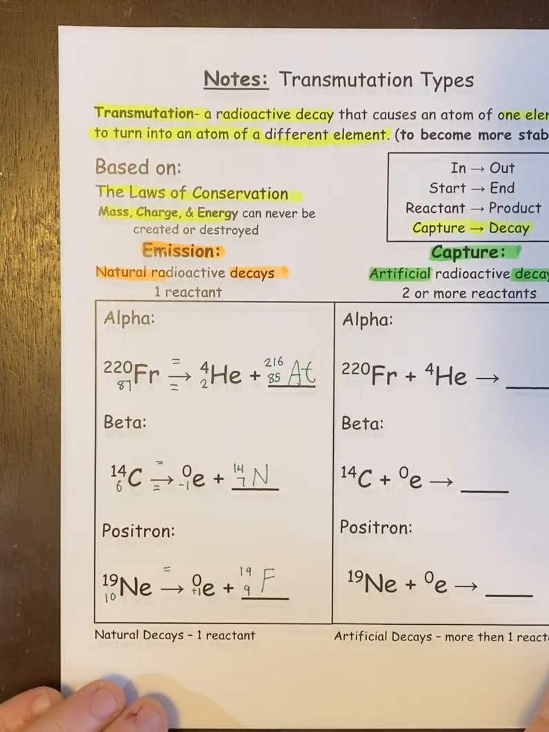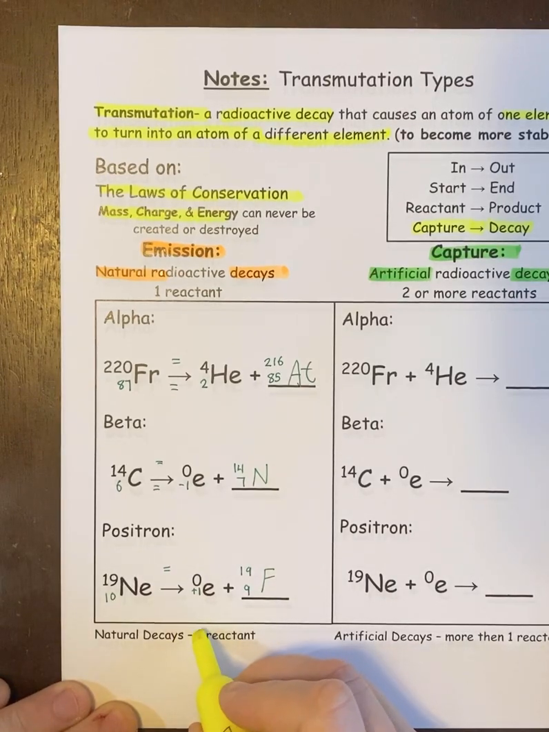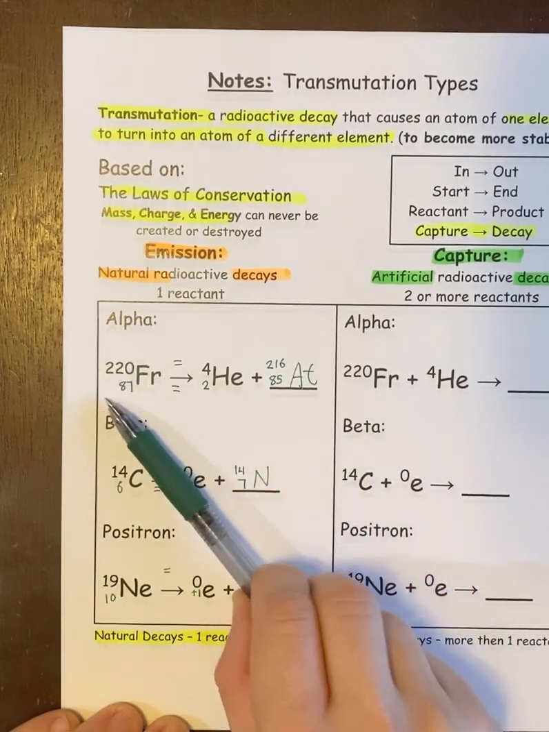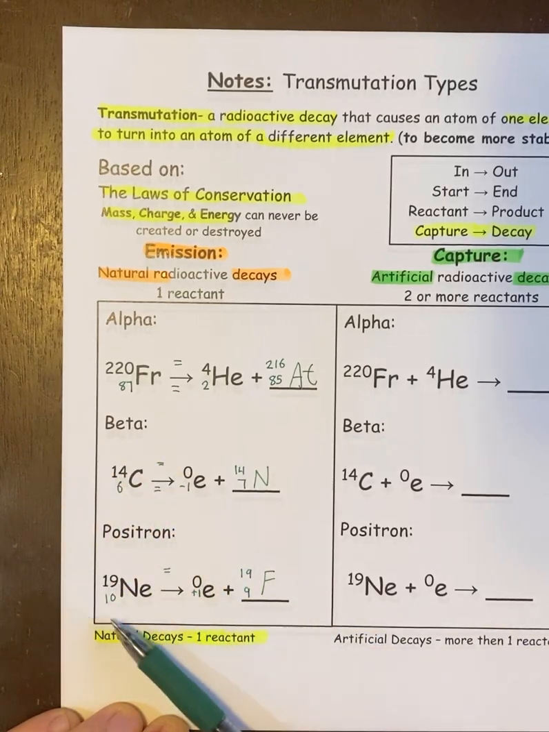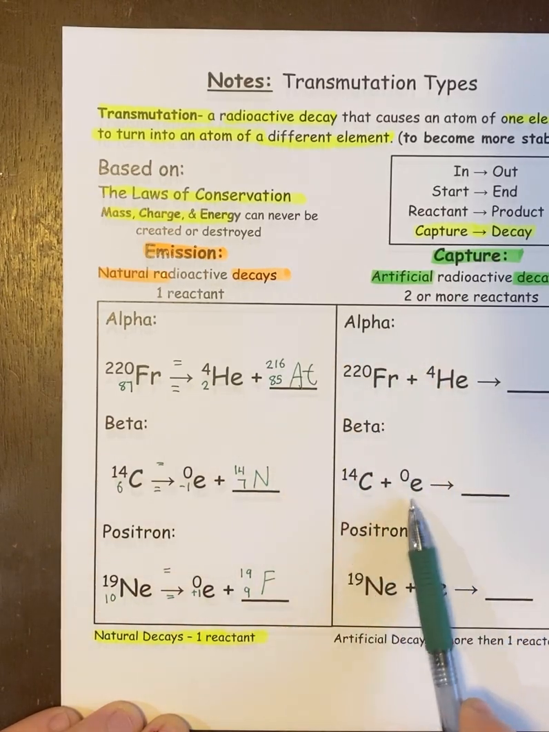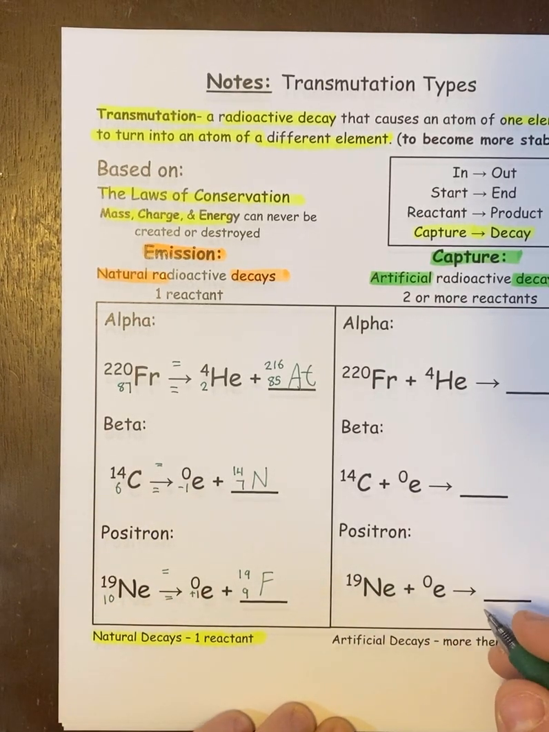These are also called radioactive decays, or natural radioactive decays. One way of knowing that they are natural radioactive decays is that natural decays only have one reactant. The reactant is the thing on the left. So if you look, they only have one thing on the left. Whereas the artificial always have 2 things on the left. I'll explain it in another way once we finish this, but let's do the captures, and then we'll get started on the explanations and wrapping it all up.